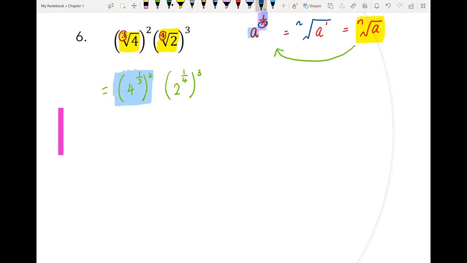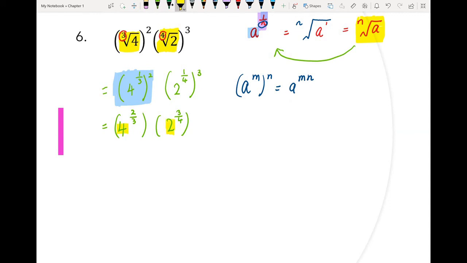So looking at the pattern this time, this one is in the form of A power M power N, which will be A power Mn. So now I can write this as 4 to the power 2 over 3 multiplied with 2 to the power of 3 over 4, using the same formula. So I see my two bases now, and I realize that my two bases are not the same. I have 4 and 2.